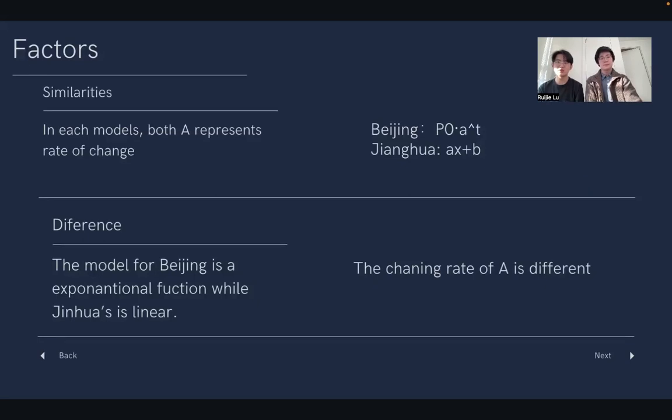The two models are both generated based on 20 years of real-world data. In both models, A represents the rate of change and P0 and B represent the initial population. The initial population of Beijing is larger than Jinhua since it's a larger city.